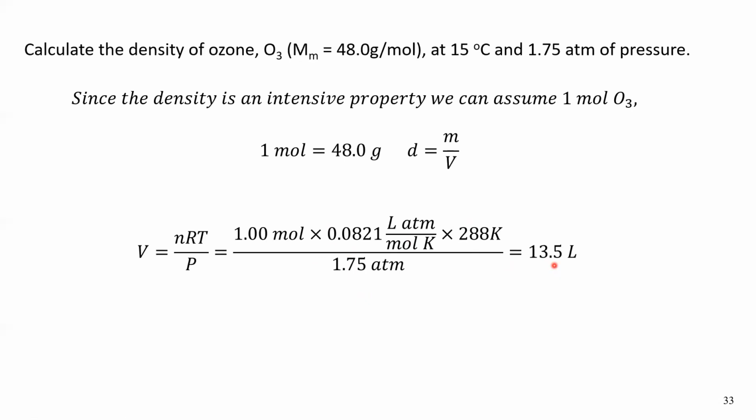So 1 mole of ozone gas has a volume of 13.5 liters and a mass of 48.0 grams. So we can calculate the density for ozone gas at this temperature and pressure. 48.0 grams over 13.5 liters tells us the density is 3.56 grams per liter.